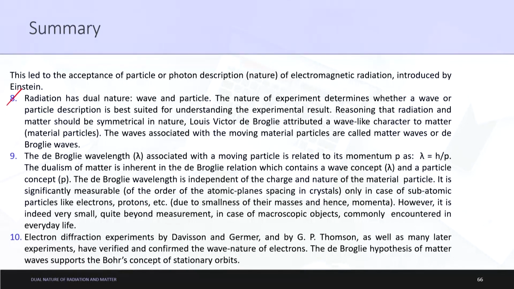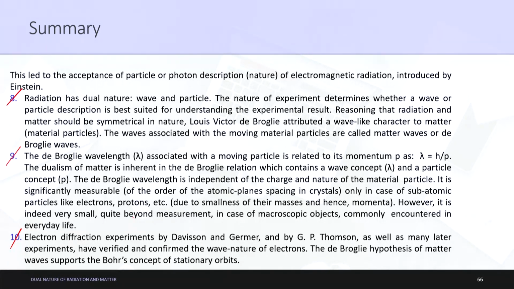Finally, radiation has a dual nature. So, the nature of the experiment determines whether a wave or particle description is best suited for understanding the experimental result. So, basically I made you understand about the de Broglie wavelength. Then next was about Heisenberg's uncertainty principle.